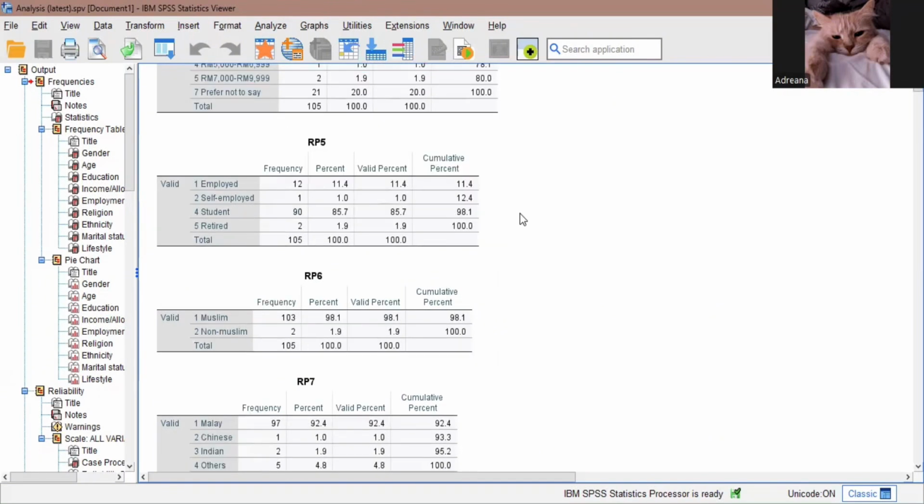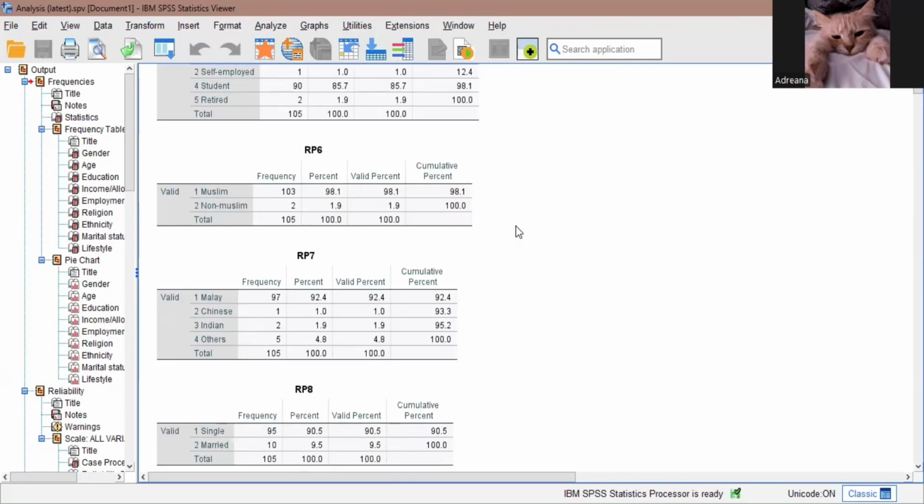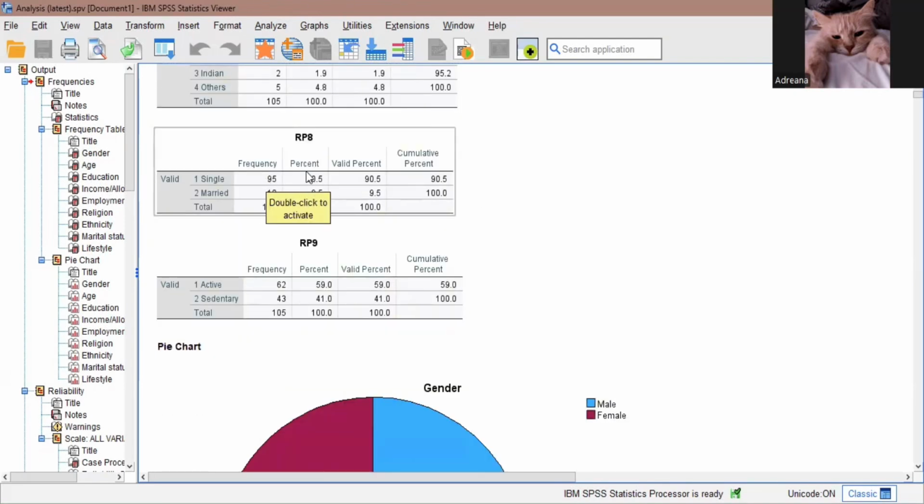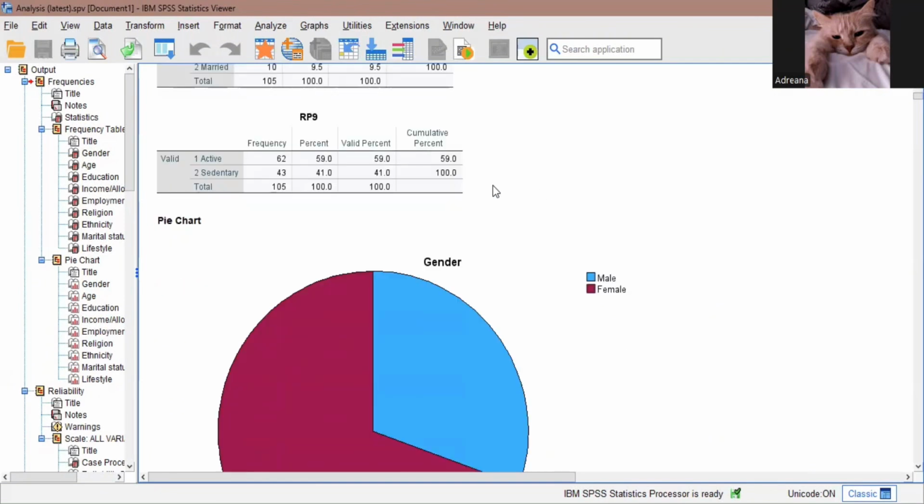And then we have RP5. Most of the respondents, 85.7%, are students. And then we have RP6, 98.1% of the respondents are Muslim. And then RP7, which is on the ethnicity, there are 92.4% Malay, and the rest are divided into Chinese, Indian, and others. And then for RP8, the marital status, 90.5% of the respondents are single. And then the last one is RP9, 59% of the respondents are active and 41% are sedentary.